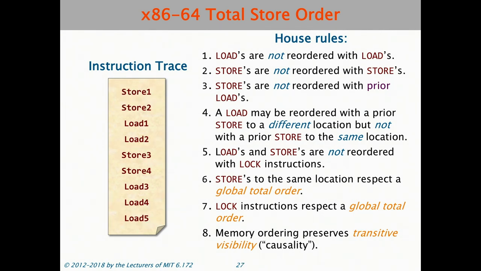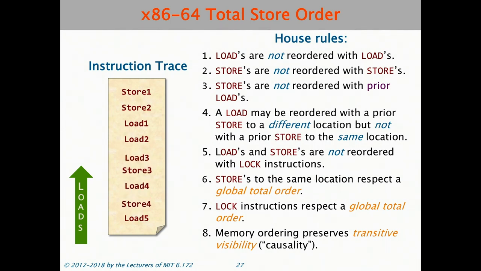And then in general, a load may be reordered with a prior store to a different location, but not with a prior load to the same location. This is what we were just talking about, that A has to be not equal to B in order for it to be reordered. At the point that you're executing this, the hardware knows what the addresses are that are being loaded and stored, and can tell whether they are the same location or not, and so it knows whether or not it's able to do that. So you can move loads upwards, but you don't reorder them, and you only move one past a store if it's a store to a different address.